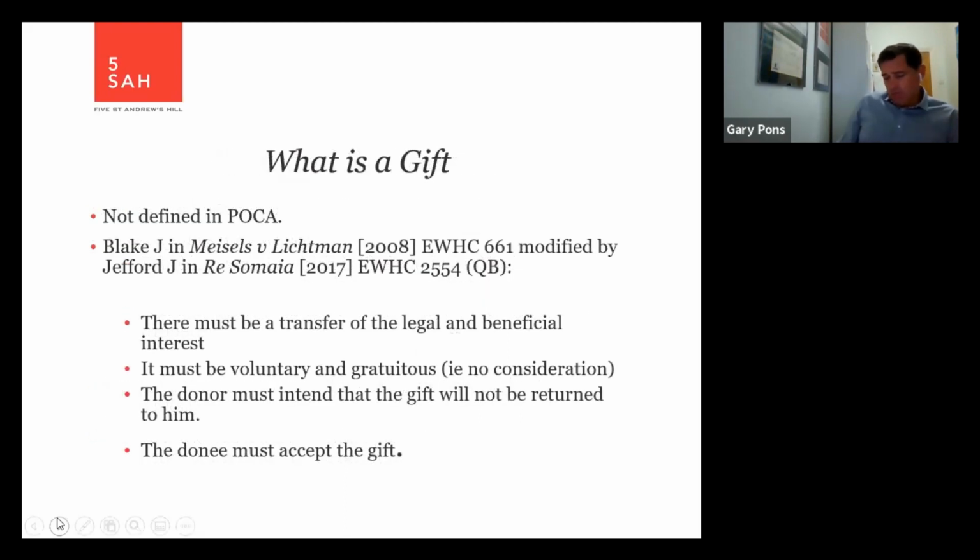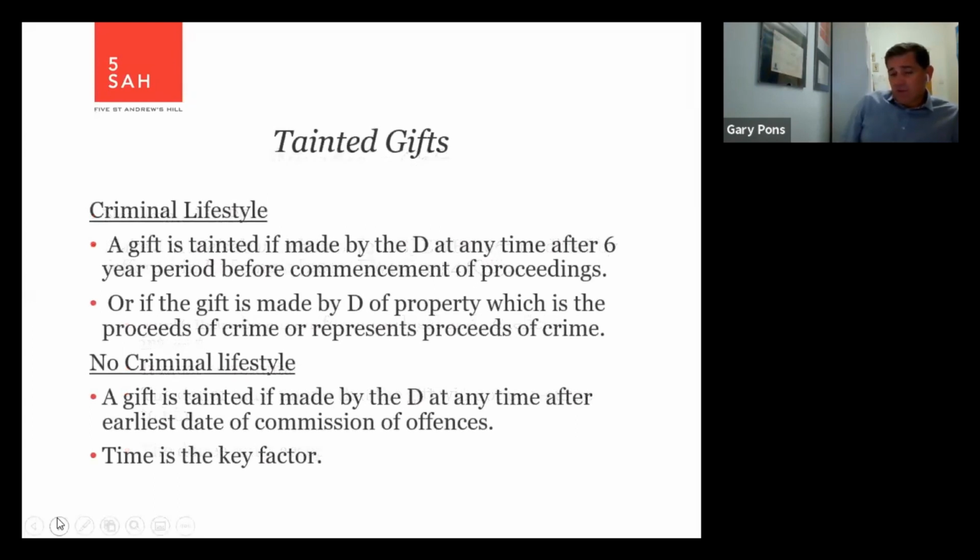A gift itself is not defined in POCA, but you'll see that in the case of Miles versus Lightman, modified by Mrs. Justice Jefford in the case of Samaya, the way that a gift is defined is that there must be a transfer of both the legal and beneficial interest in the property. That transfer must be voluntary and gratuitous, so no consideration. The donor must intend that the gift will not be returned to him, and the donee must accept the gift. Next slide, please. So that's the definition of what a gift is.